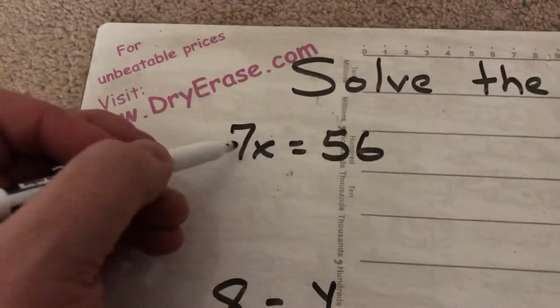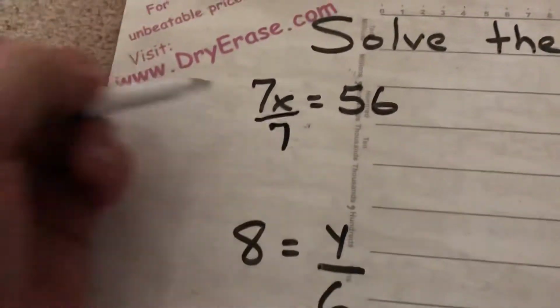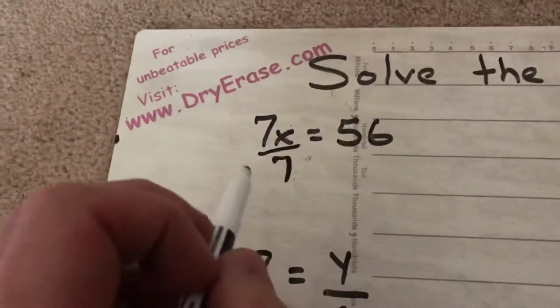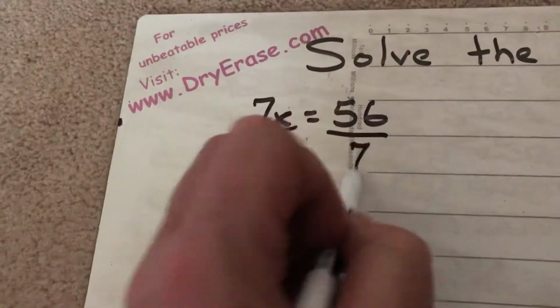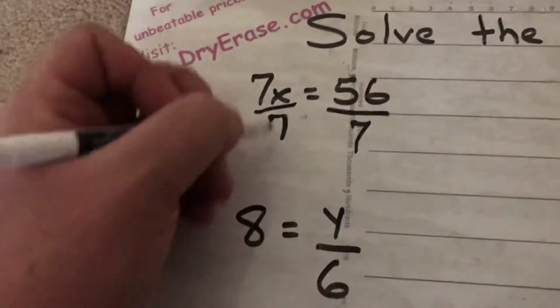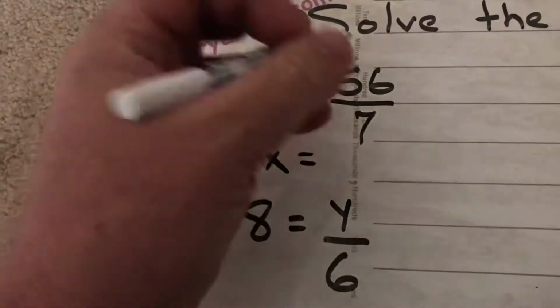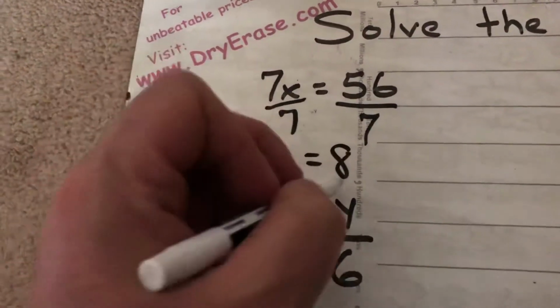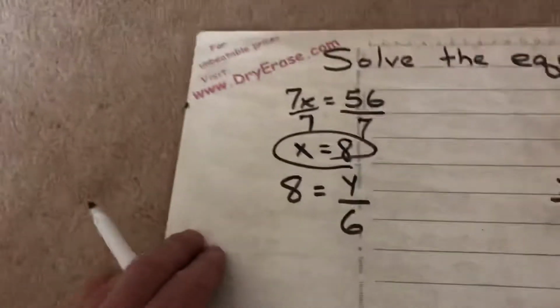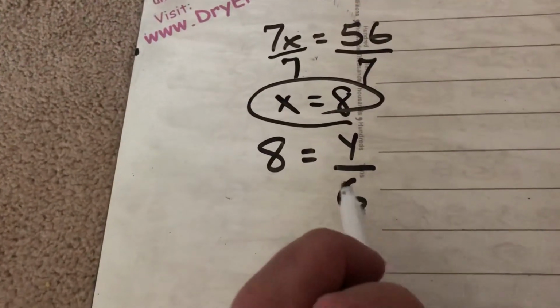So this is a multiplication problem. To isolate the variable, I'm going to divide by 7. And remember, whatever I do to one side, I have to do to the other. So it's essentially 56 divided by 7. 7x divided by 7 is x. 56 divided by 7 is 8. x equals 8.